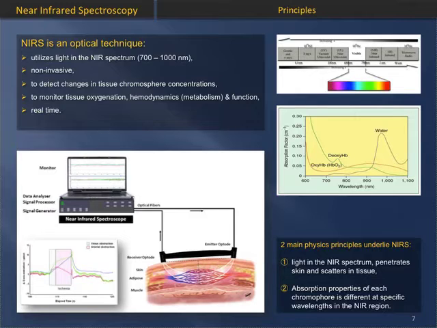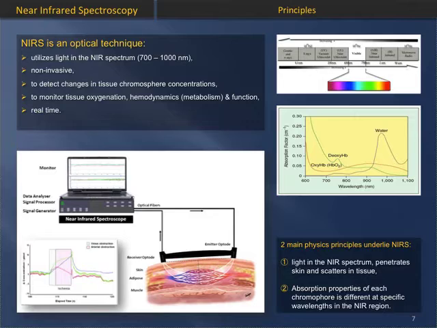Each near-infrared spectroscopy set consists of a laser generator that generates light. The light is transmitted through an optical fiber to the optode, and through the optode on the surface of the tissue, the light is transmitted into the tissue. Part of the light is absorbed by the chromophores inside the tissue, depending on the signal that we send to the tissue.